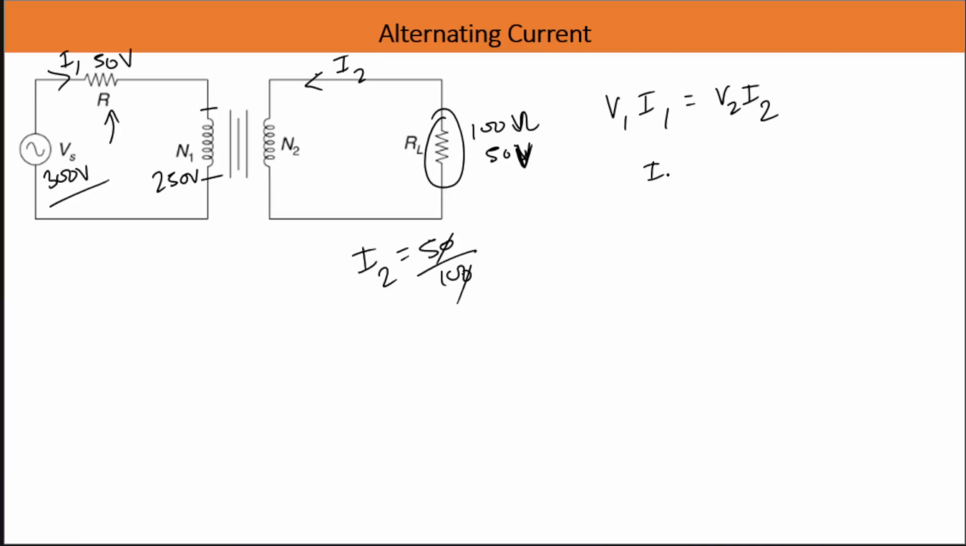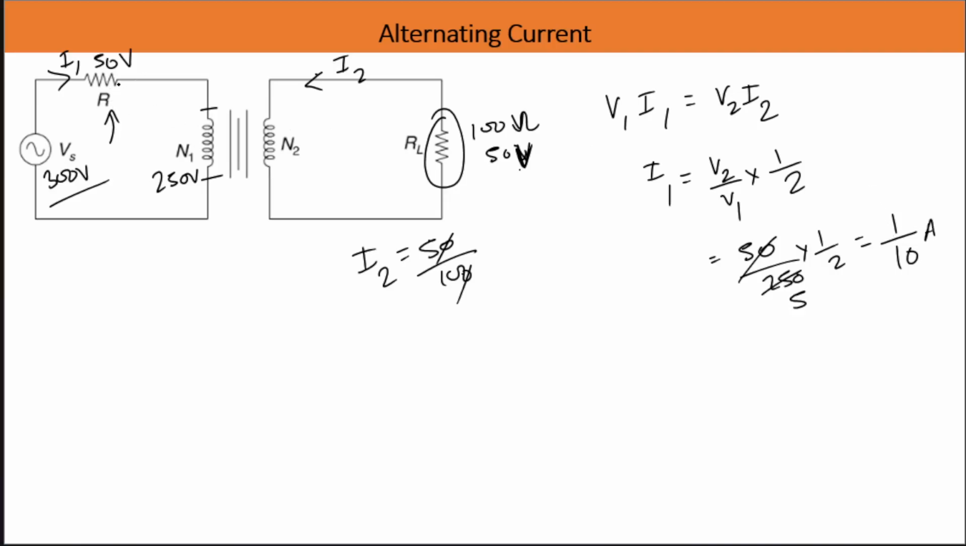So I1 is equal to V2 by V1 into I2. I2 is half. So V2 by V1, V2 is your 50, 50 by 250. So this is 50 by 250 into half. So this will become 1 by 10. So the current in the primary circuit is 1 by 10 ampere. Okay.